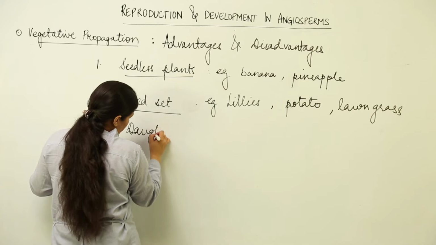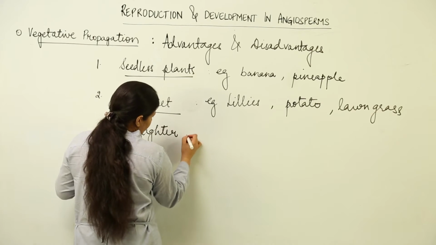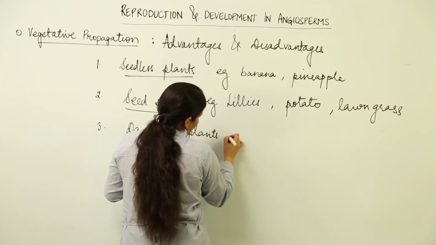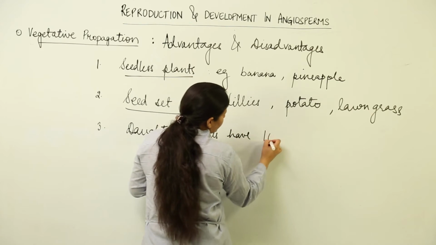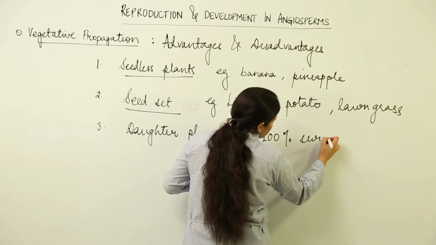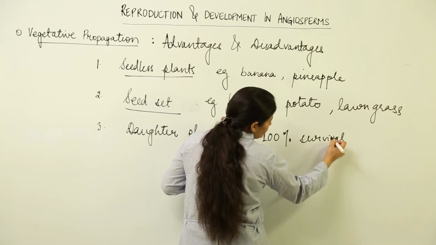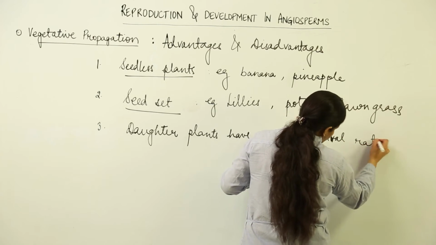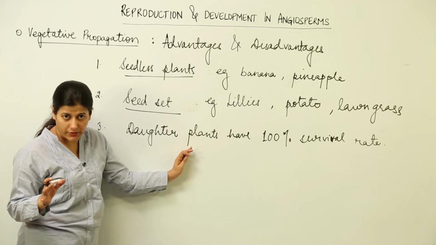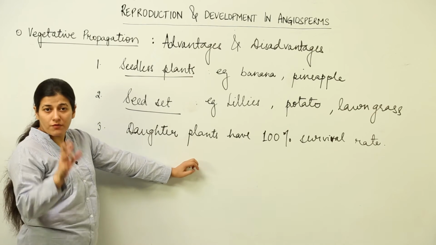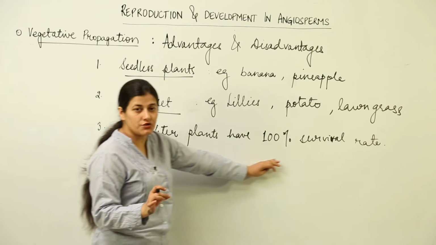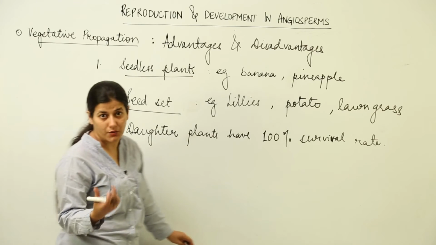Okay. The third point of advantage is this, that the offsprings, that is the daughter plants which are being formed, have almost 100% survival rate. This varies and is as low as 1% in the case of seeds. Okay, the survival of daughter plants from the seeds is as low as 1%, but when it is from vegetative propagation, it ranges as high as 100%. What else can you ask for?